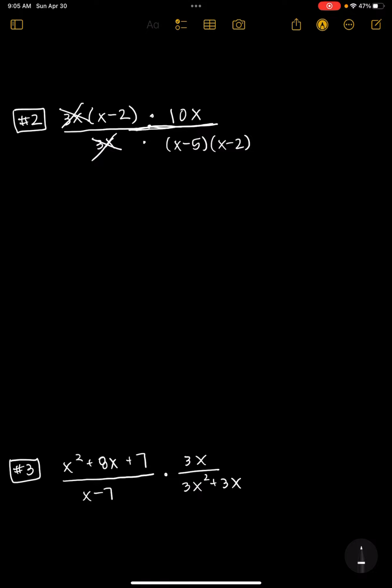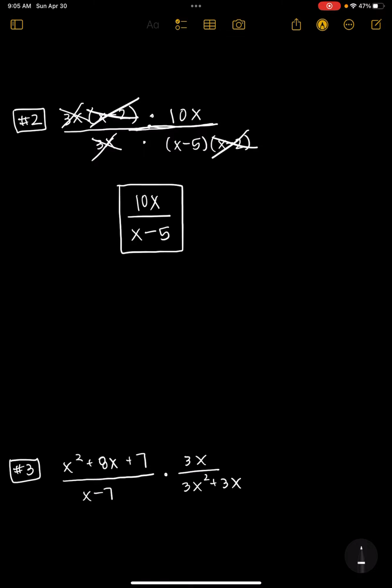Now the x minus 2's came from the separate fractions, but that doesn't matter because we're multiplying them, so it all ends up in one fraction anyway. So this x minus 2 will cancel out with this x minus 2. And now what I'm left with is 10x over x minus 5. And this is my final answer. I can't simplify that at all. And so that was pretty easy.